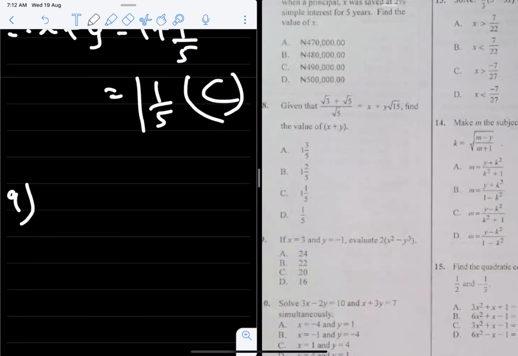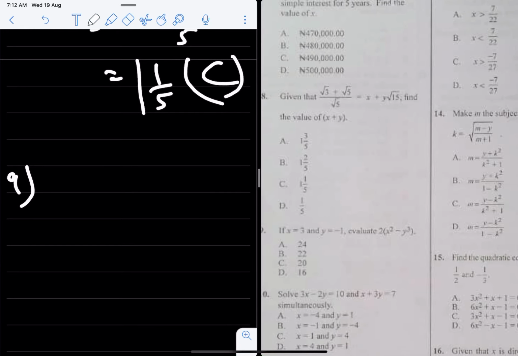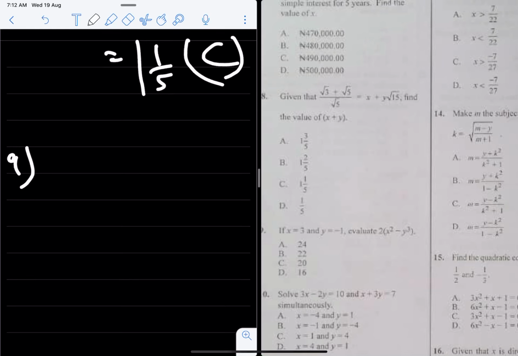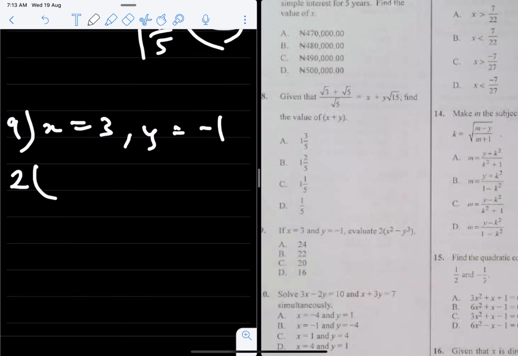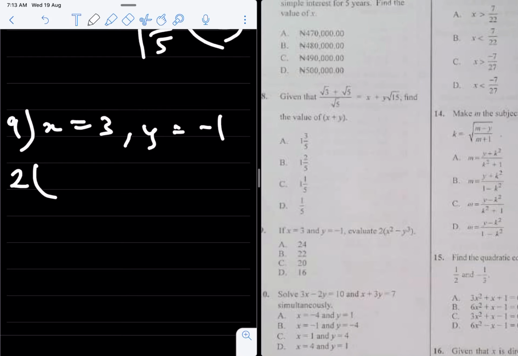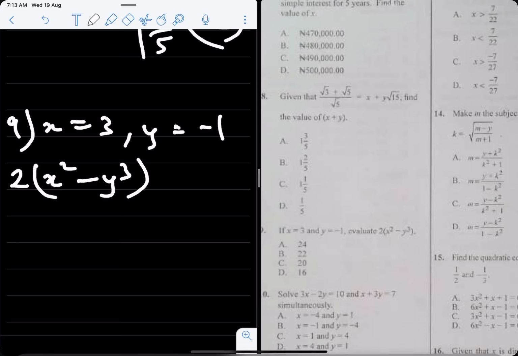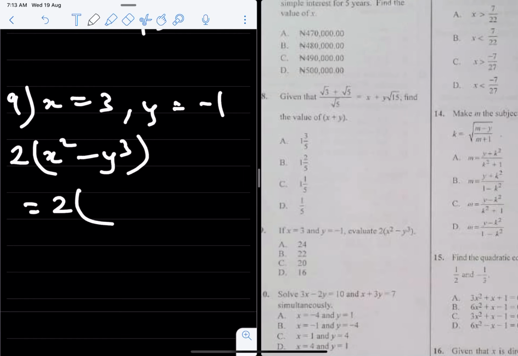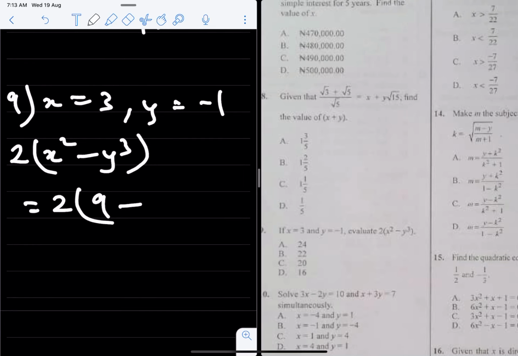Number 9 says, if x is 3 and y is minus 1, evaluate 2 into x squared minus y cubed. X equals 3, y equals minus 1. 2 times x squared minus y cubed is the same as 2 times 3 squared, which is 9, minus y cubed means minus 1 cubed, and that's the same as minus 1.